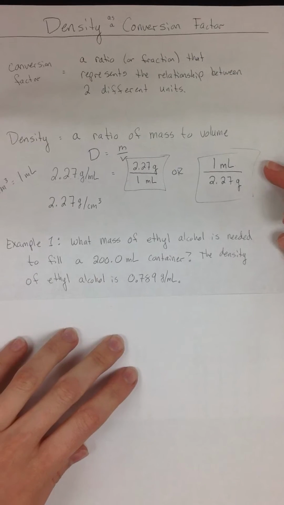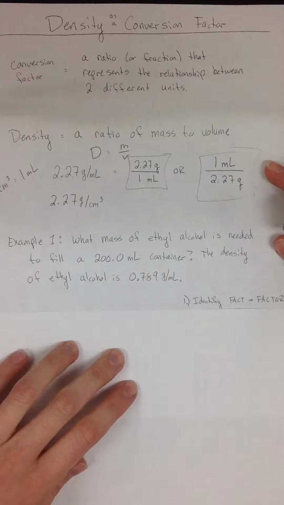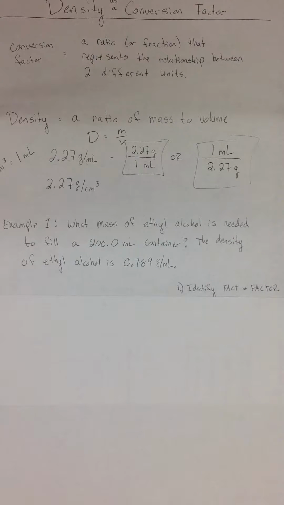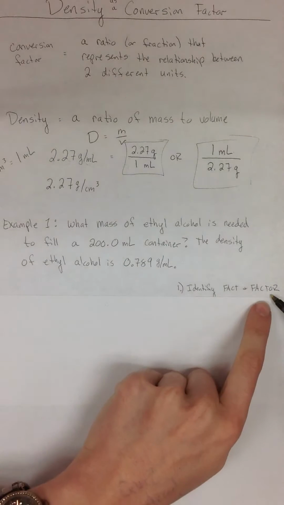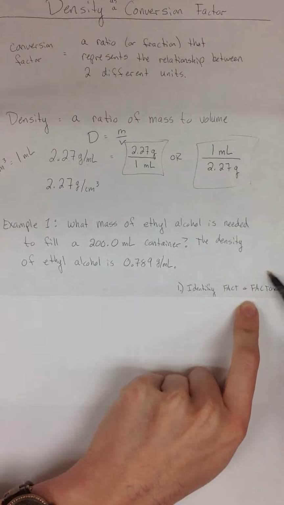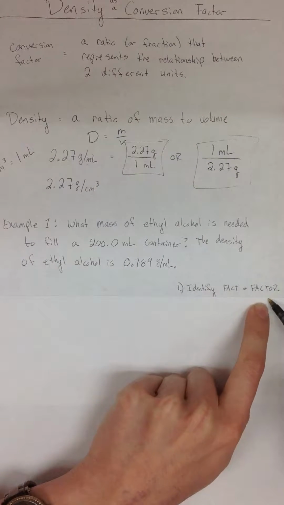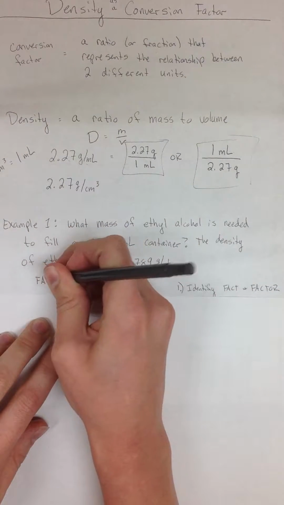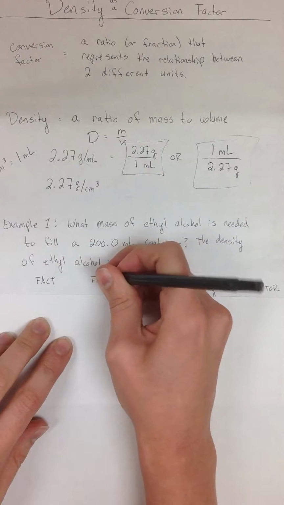Off to the side here, I've written some steps. Step 1, my hint, is that we need to identify what is our fact, which is information about our object, and what is our factor, which is an abbreviation for our conversion factor. What is our relationship? What is that fraction that gets us to compare those two different units? So first my fact, and then my factor.